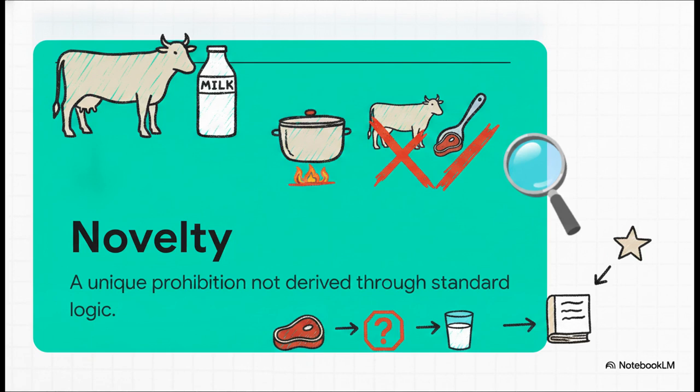Think about it. Meat on its own, perfectly legal to eat. Milk on its own, perfectly legal to drink. But the exact moment you cook these two permitted items together, they become strictly prohibited. Because this combination behaves completely unlike any other law, it gets classified as a novelty.